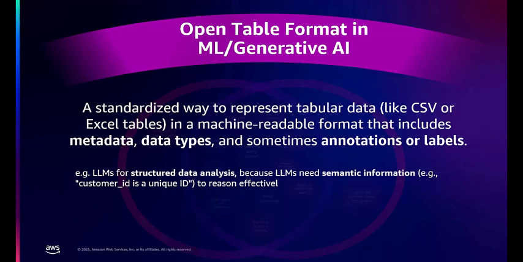Let's also have a look at how open table format is getting more and more used in the machine learning and AI ecosystem as well. From an ML and a Gen AI standpoint, OTF represents a standardized way to represent tabular data, right? For example, CSVs or Excel or anything. So at the end of the day, you want it in a machine-readable format, and at the same time, it cannot be just data. That was one of the drawbacks, right? And it has to include metadata, data types, and sometimes even annotations or labels or something like that.